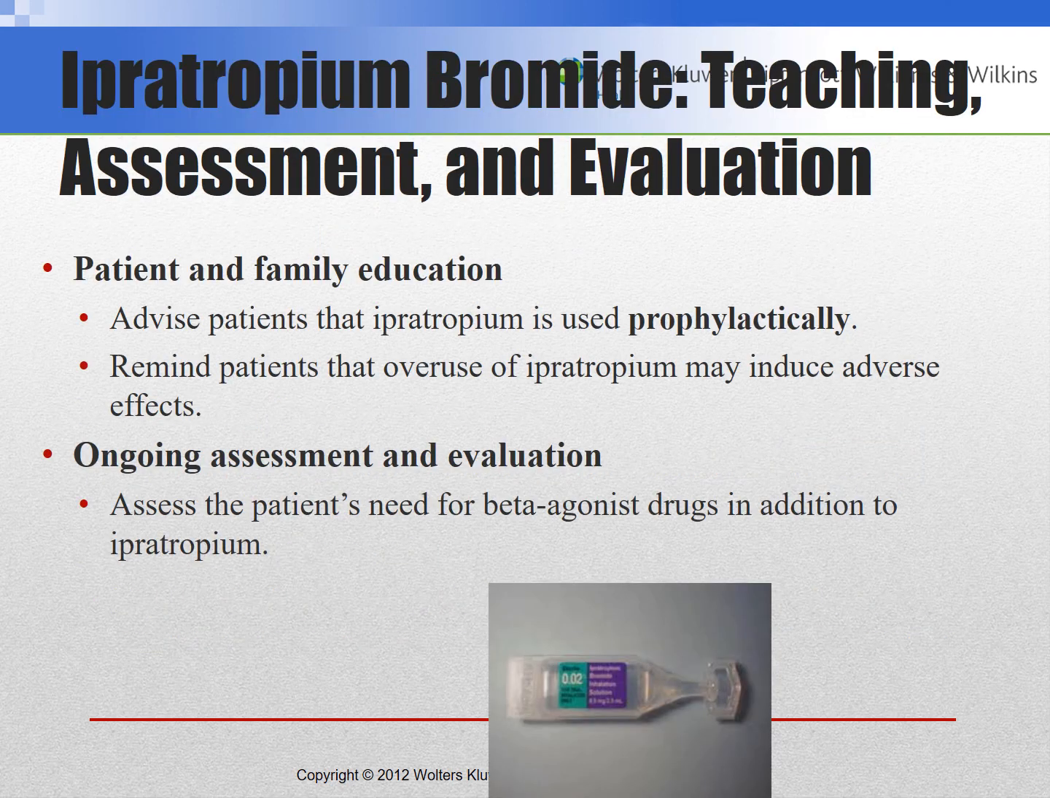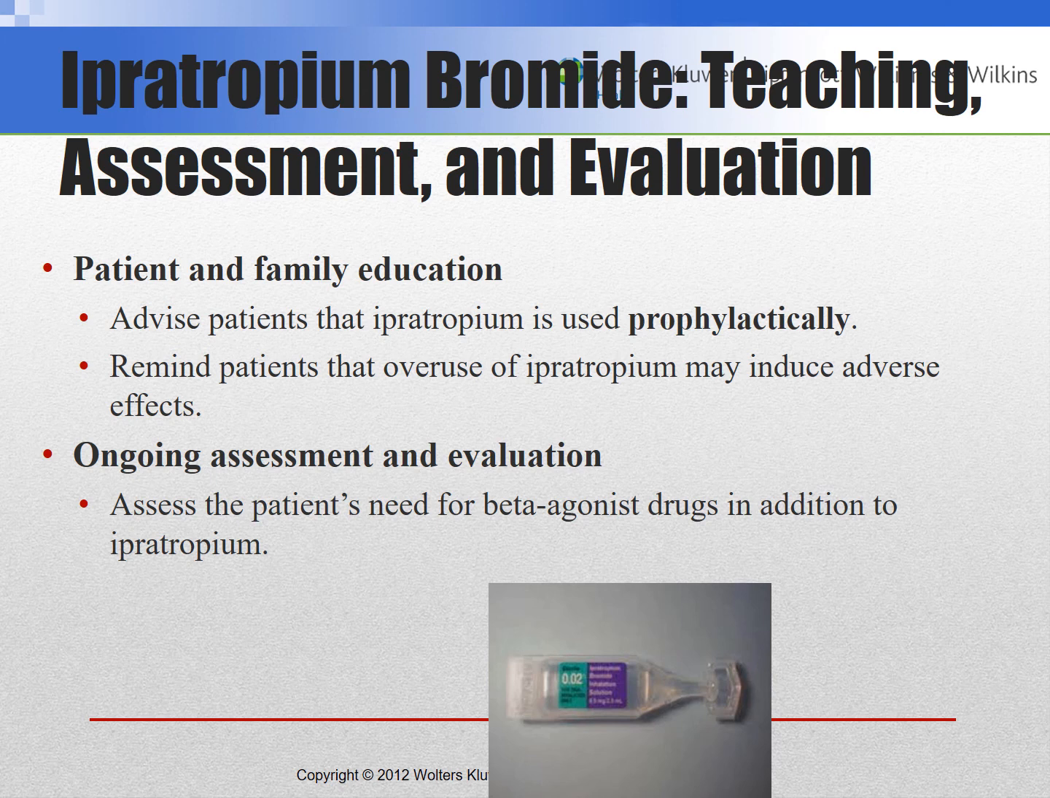Patient and family education: we want to advise patients that it is used prophylactically, meaning before problems occur, and that overuse could induce those unpleasant adverse effects. And we do want to assess their need for beta agonist drugs in addition to the ipratropium. If it's given in the nebulizer form, it's what we call a duo neb, meaning it's got two medicines, hence the duo.